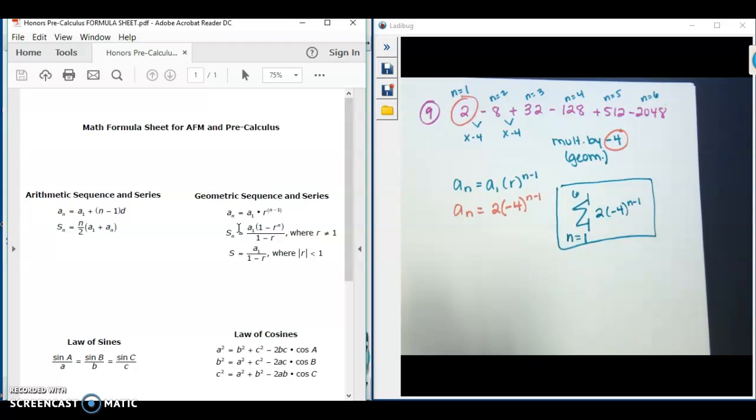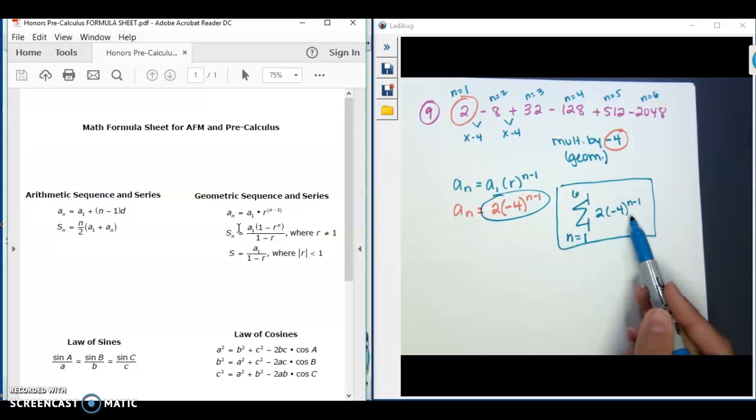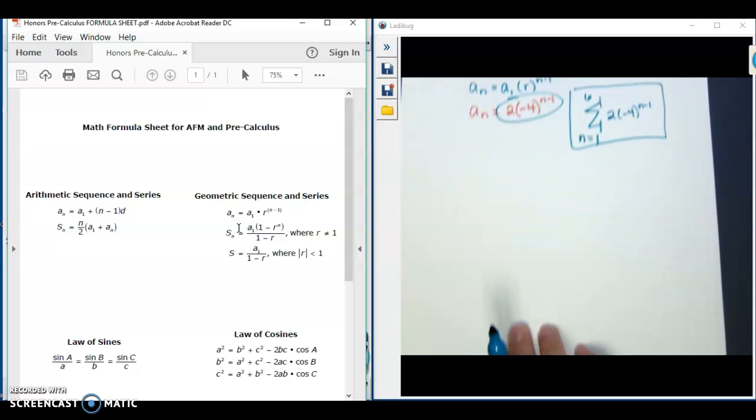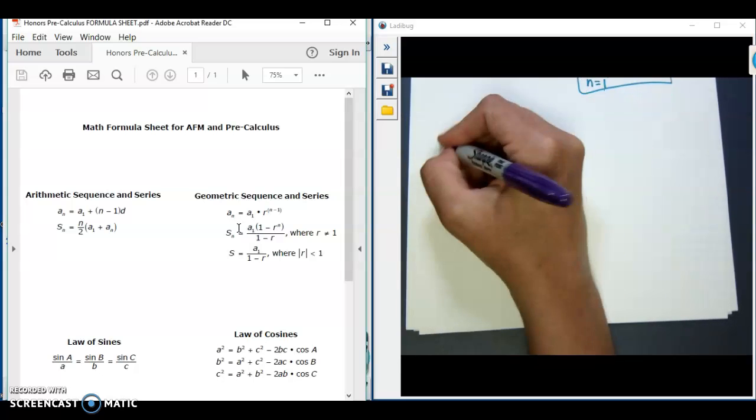Okay? So we figured out it was geometric, so you make your formula. Then you can put it inside of your sigma. You just have to put where it starts and where it stops. Okay? And then our last problem for this lesson.